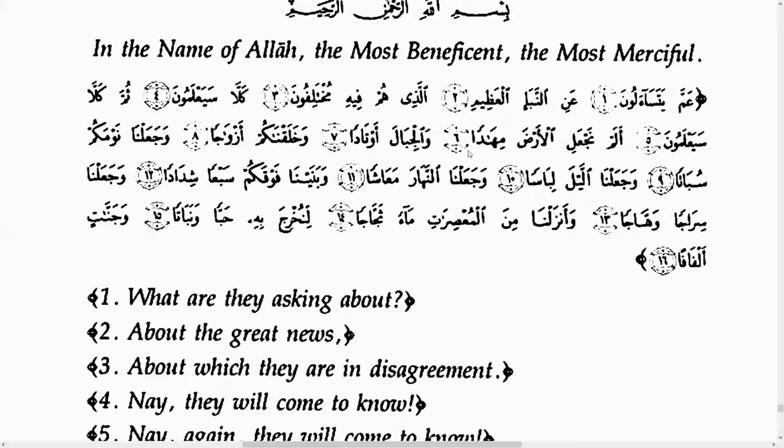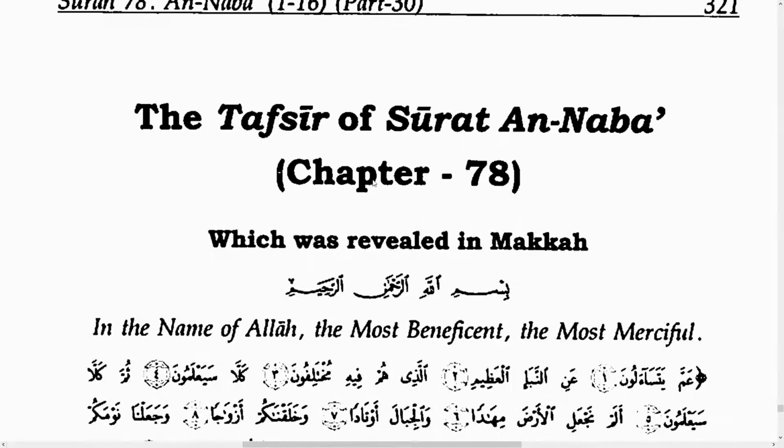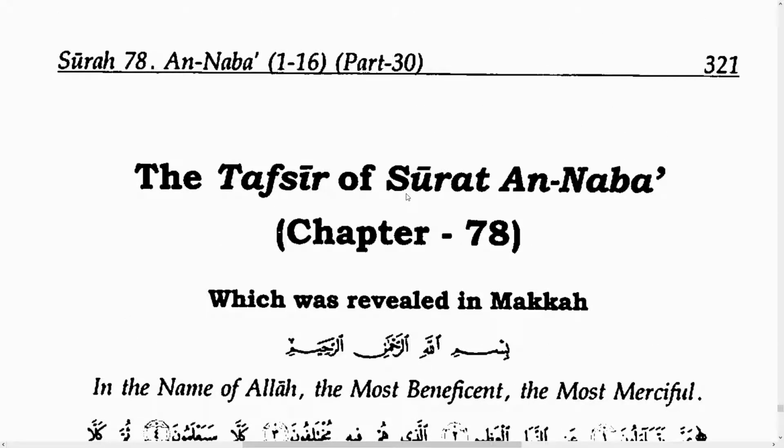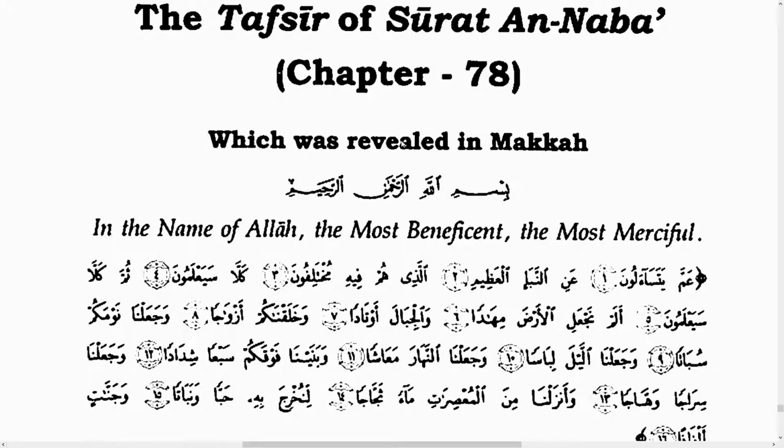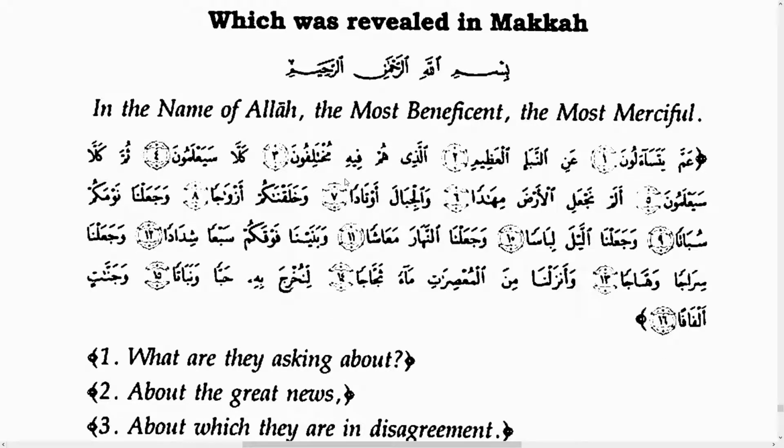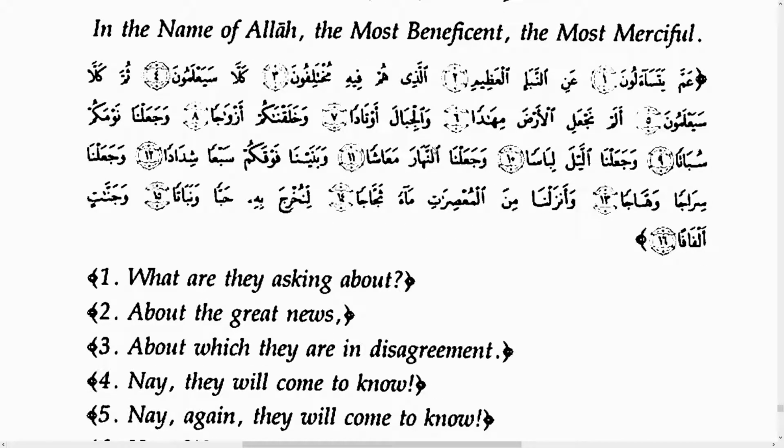I welcome you all to the class of Tafsir Ibn Kathir. And inshallah ta'ala, today we are beginning with our Tafsir Juz Amma, Tafsir of the 30th Juz, the 30th part of the Quran. As we know, the Quran has been divided into 30 parts. And today we are starting with Tafsir Surah An-Naba, which was revealed in Makkah. So the first batch of the verses are from verses 1 to 16.